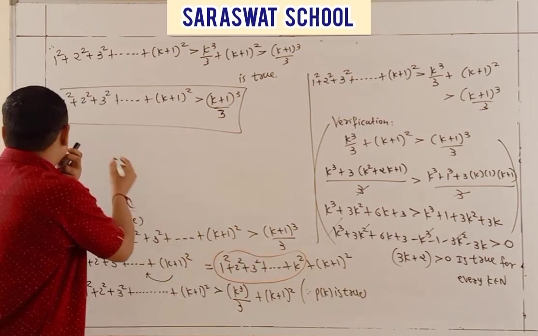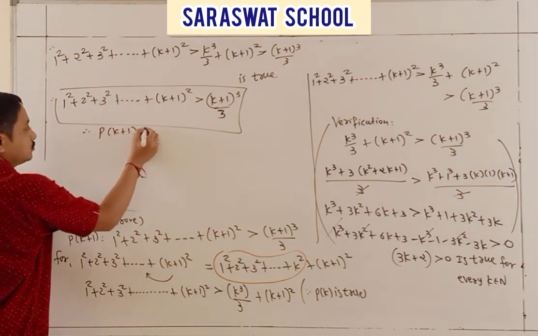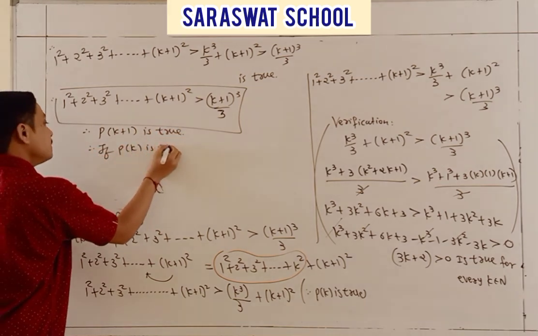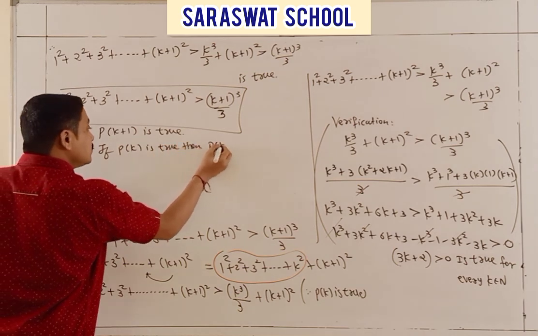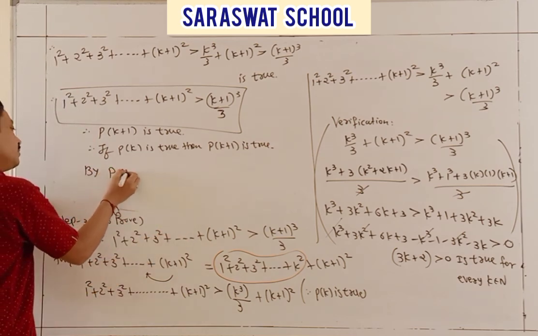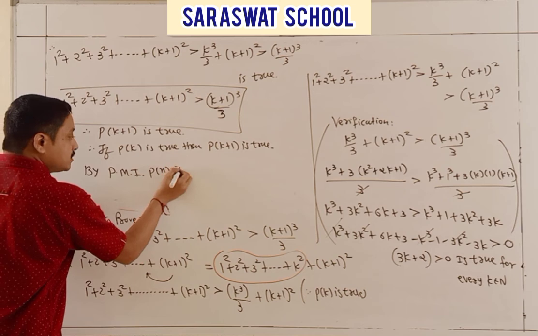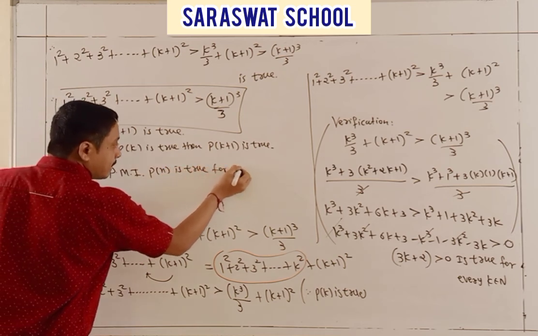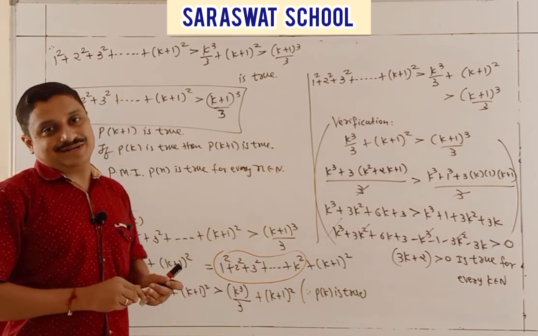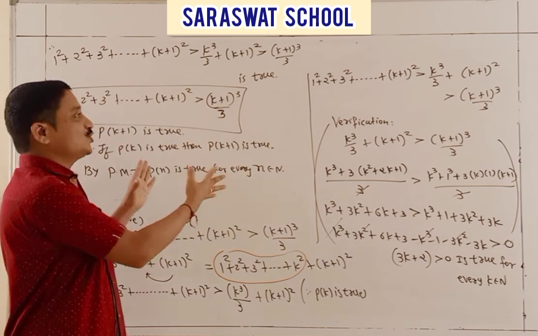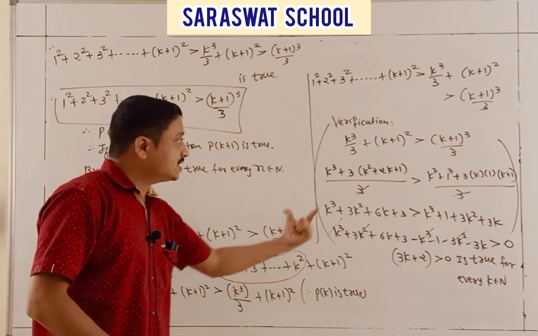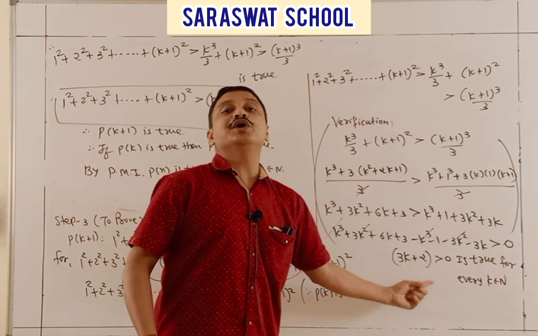Yes, now easy. Therefore, P of k plus 1 is true. Therefore, if P of k is true, then P of k plus 1 is true. So lastly, write down by PMI: P of n is true for every n belonging to natural numbers. Yes students, our numerical is happily done. The only main step is this. I just utilize it, and verification-wise you go through this solution.